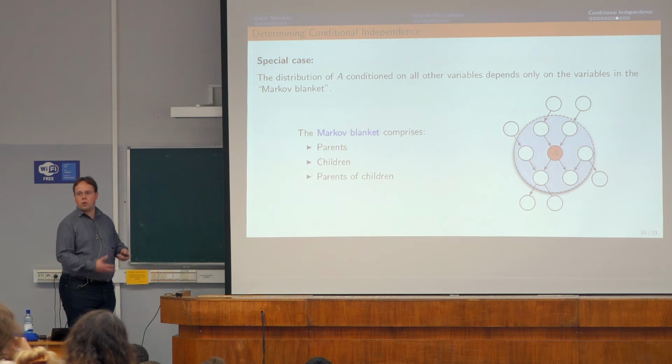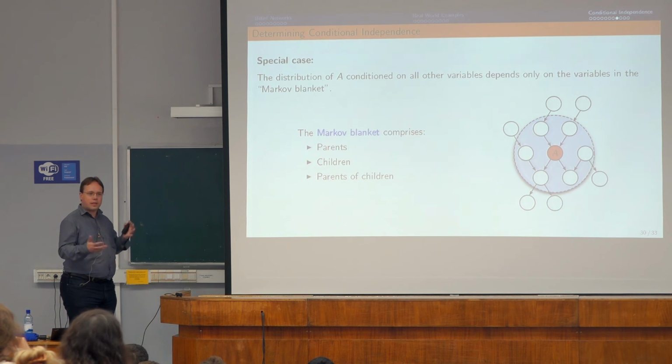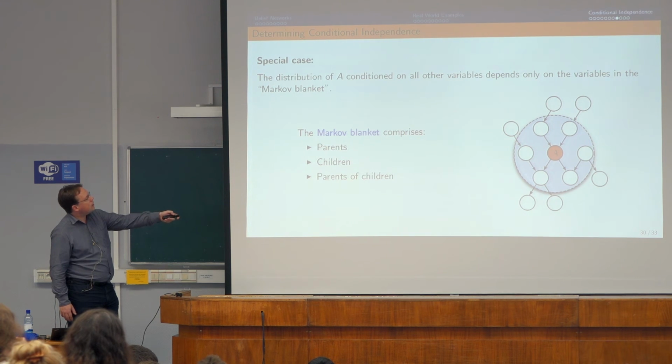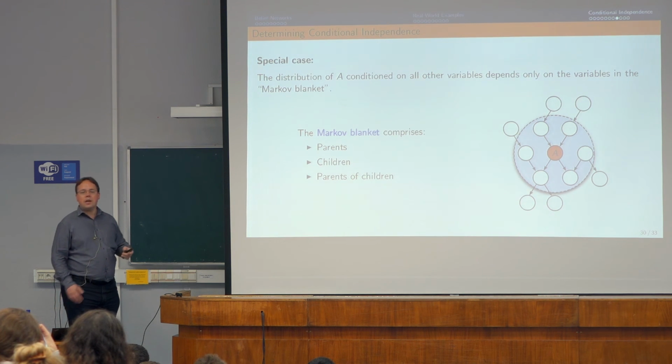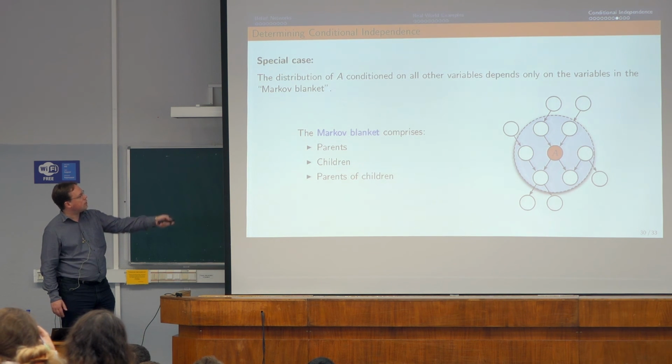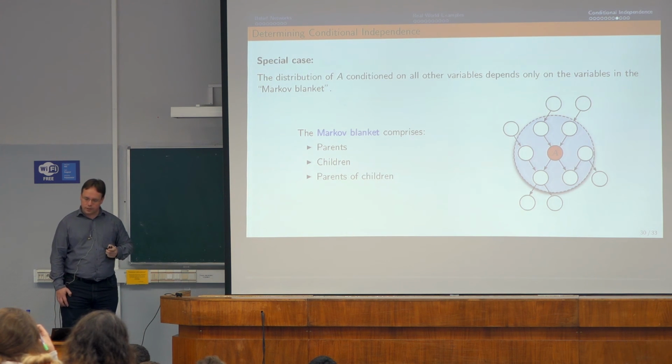So this is the modern world where children have multiple parents, and it's not always yourself, but it can be other people. Right? So if you're interested in A, you have to look at the parents, you have to look at the children, and you have to look at the parents of the children. If you condition on all of these, the other ones will not matter anymore. So A is conditionally independent of the outer ones conditioned on this set. And that's called the Markov blanket.